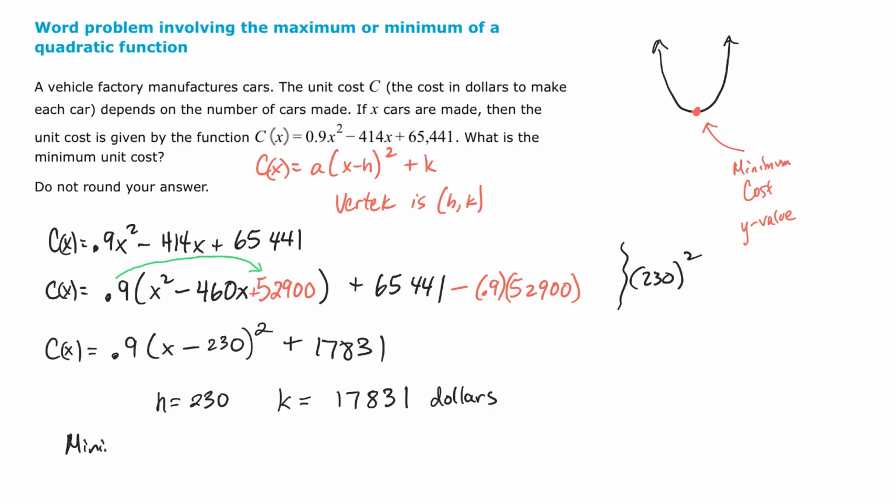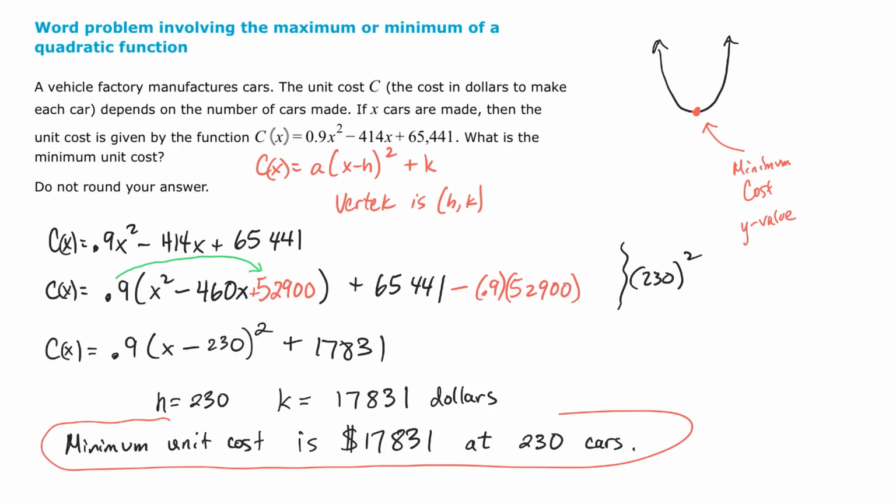Why don't we wrap this up with a complete sentence? The minimum unit cost is $17,831. And it occurs at what? At the production of 230 cars. Let's circle that. And there we have a minimum cost value.